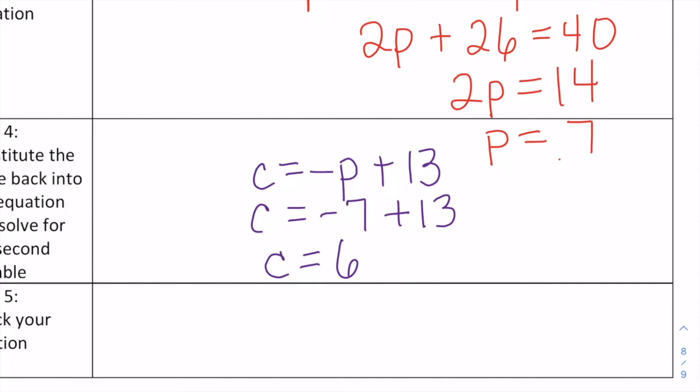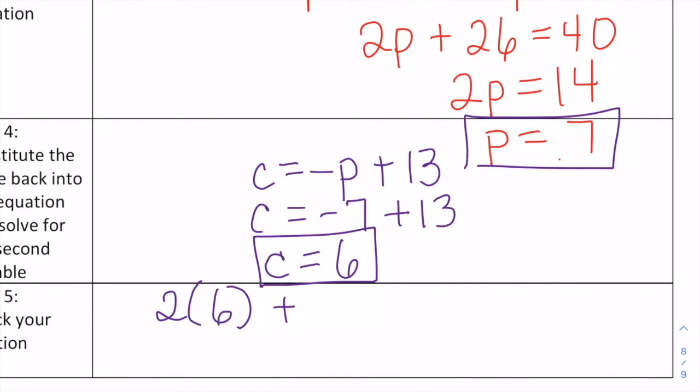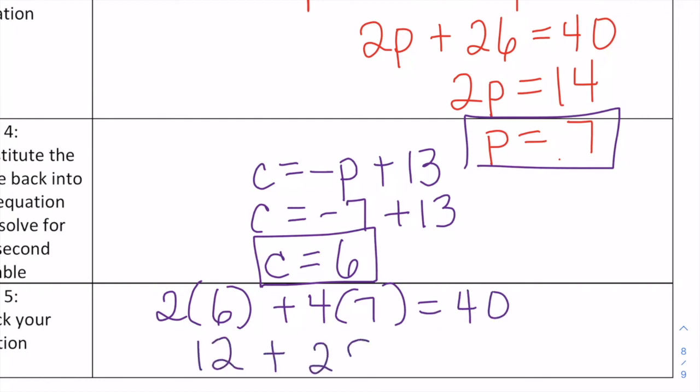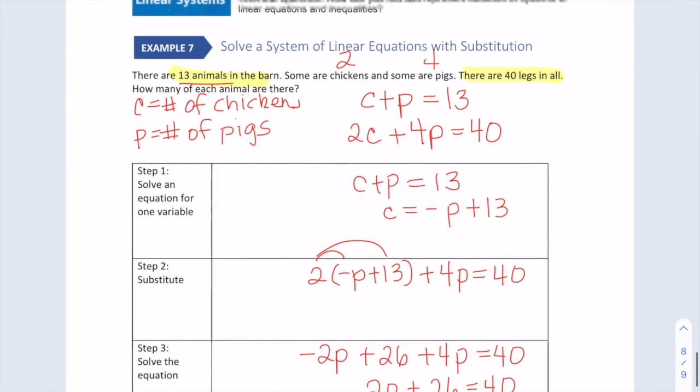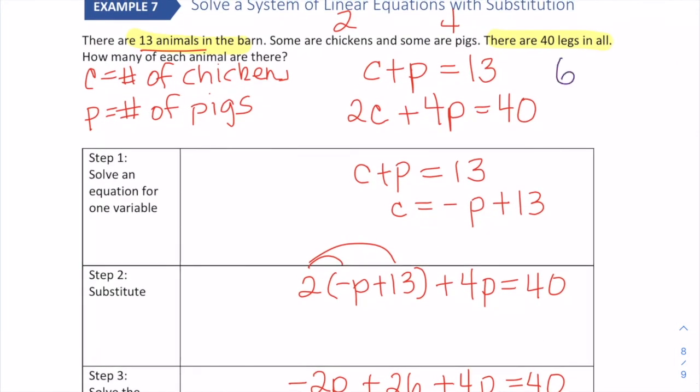And how can we check? We can check by plugging it into the equation. So 2 times C, which is 6. And then 4 times 7. Does that equal 40? So 12 plus 28 does indeed equal 40. So we must have 6 chickens and 7 pigs in the barn.